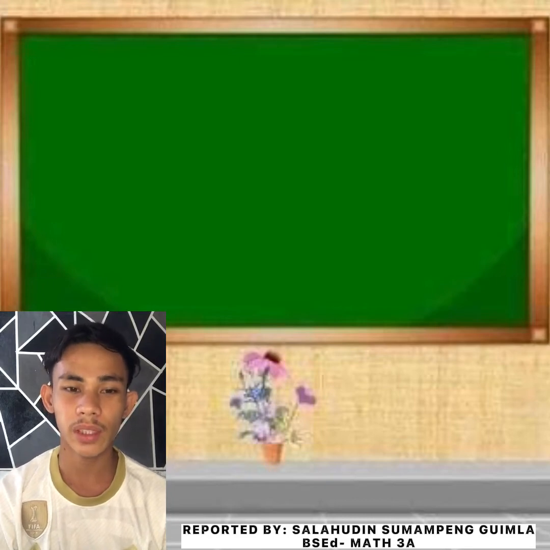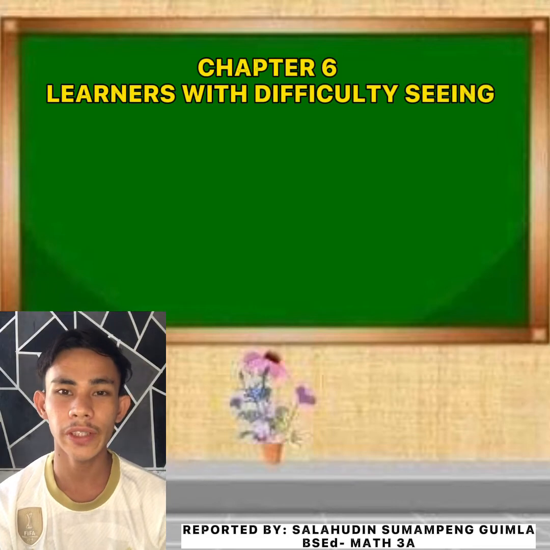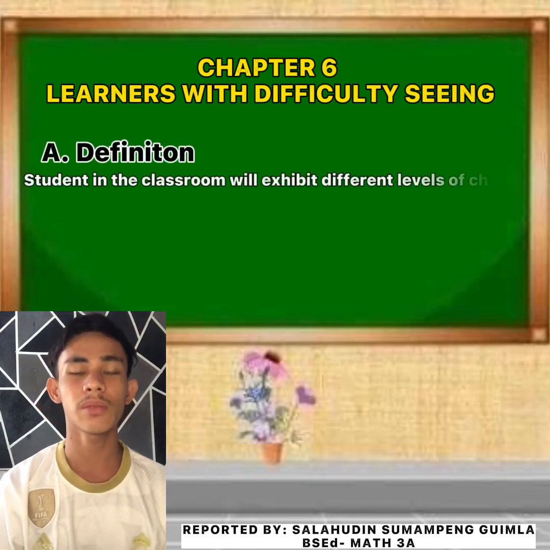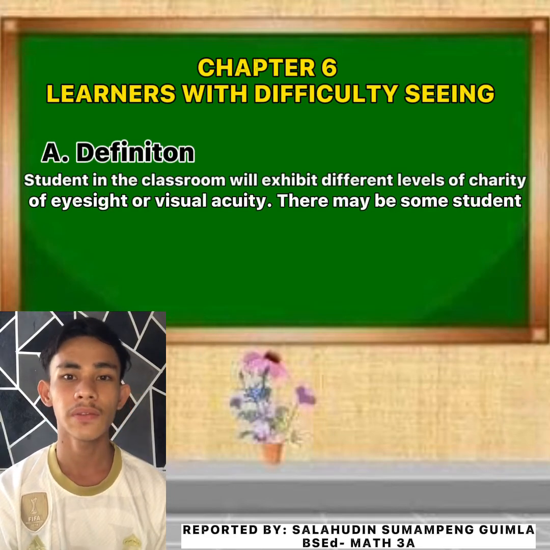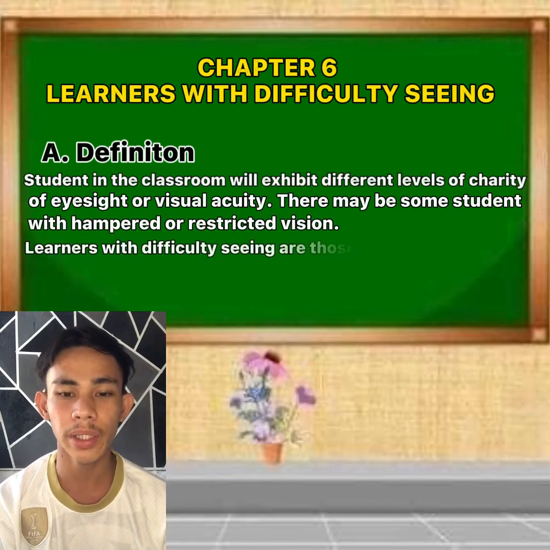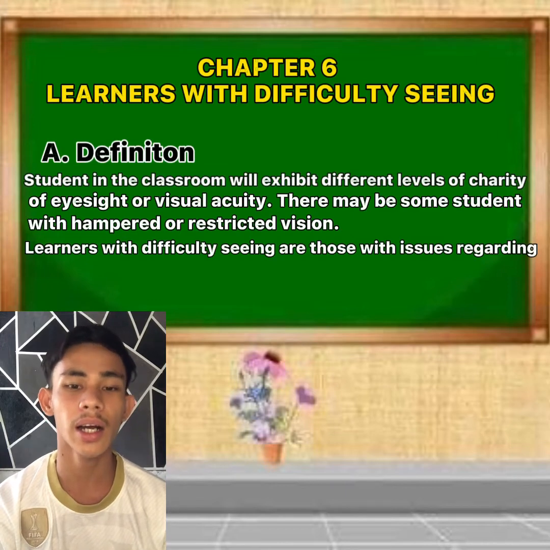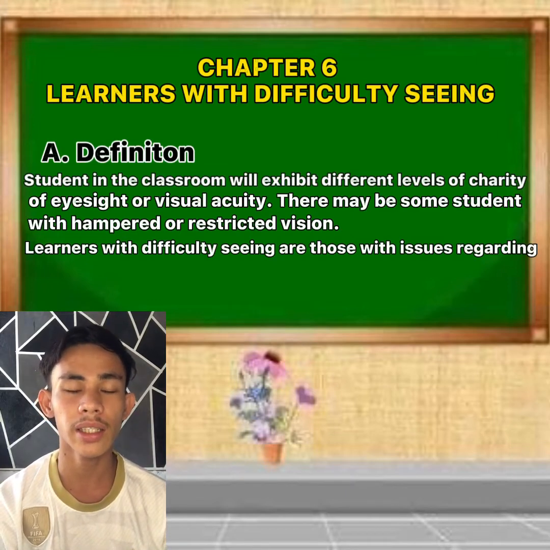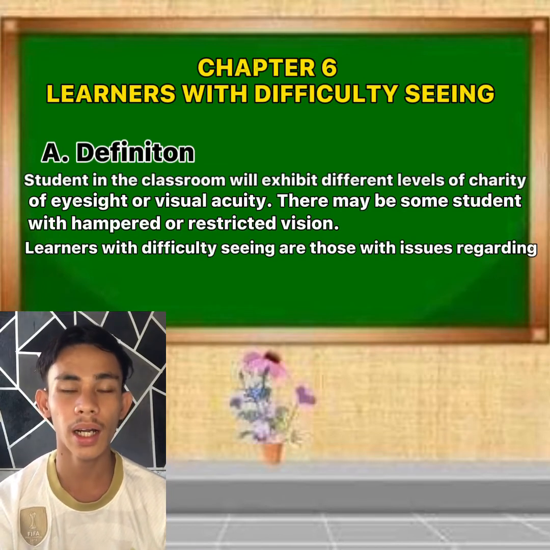This is chapter 6, which is learners with difficulty seeing. So the first one is definition. Students in the classroom will exhibit different levels of clarity of eyesight or visual acuity. There may be some students with hampered or restricted vision. Learners with difficulty seeing are those with issues regarding sight that interfere with academics.